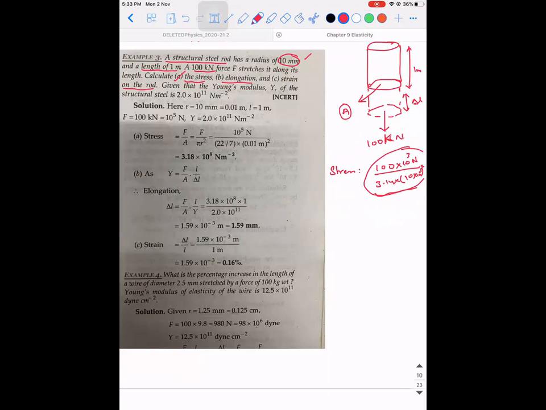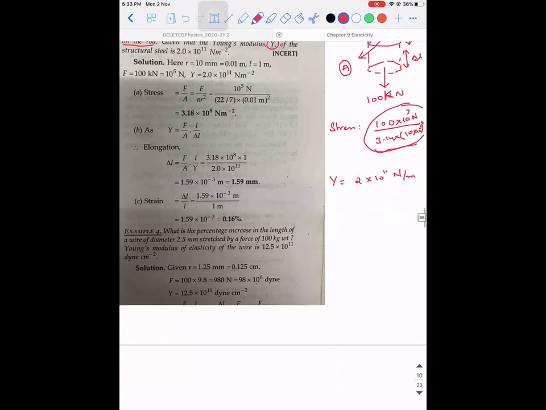Once I get the stress, how do I find the elongation? I can find the elongation by using the Young's modulus formula. Young's modulus is given as 2 into 10 power 11 Newton per meter square, correct? But what is Y? Y is equal to stress divided by strain. So what is the value of stress? You would have found it from here. Let's say the stress is coming out as X. So X divided by strain, which is delta L divided by L, where L is 1 meter, and Young's modulus is known. So the known quantities are Y, X and this 1. So you can find delta L from this.